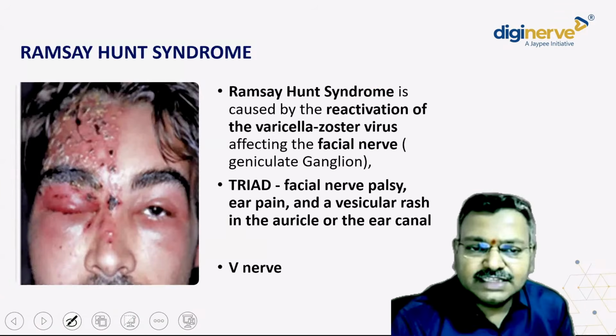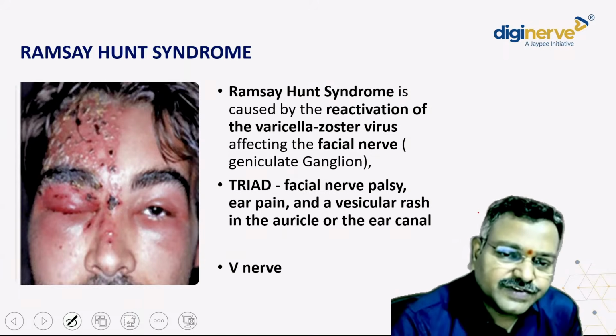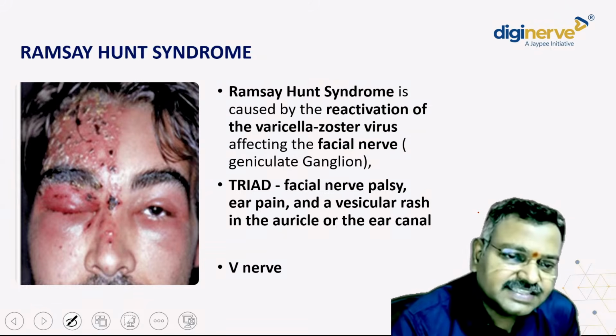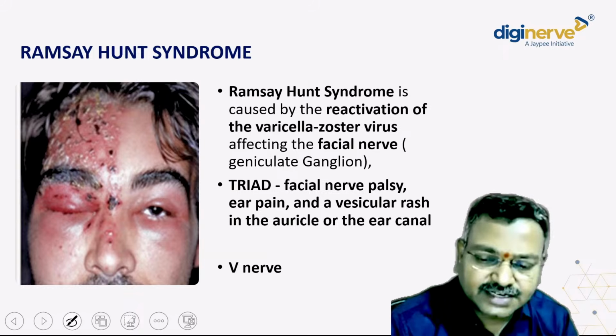One of the other things they can ask you about LMN facial palsy is Ramsay-Hunt syndrome, where there is facial nerve palsy and vesicles. You can see herpes zoster in the fifth nerve territory, and geniculate ganglia is involved.